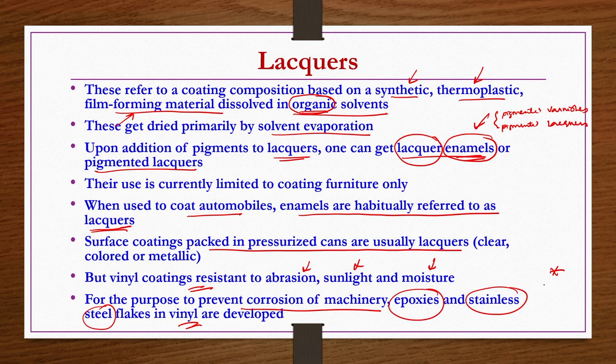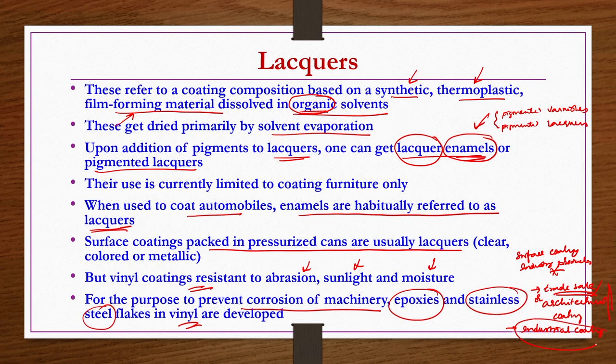Now the surface coating industry products are of two types, as we have seen: one is the trade sale or architectural coating, and the other is industrial coatings. Till now we have seen trade sale coatings, all those things, paints, varnishes, lacquers, etc., all of them come under the trade sale coatings.